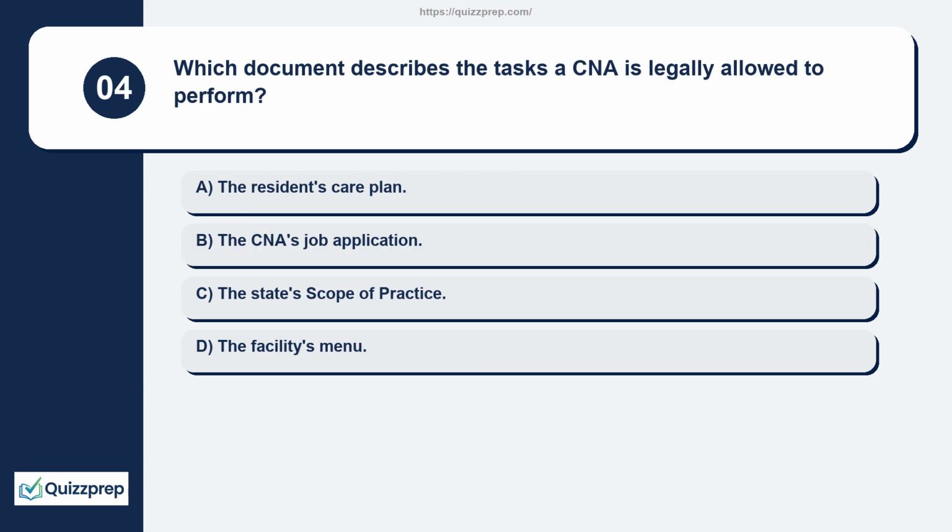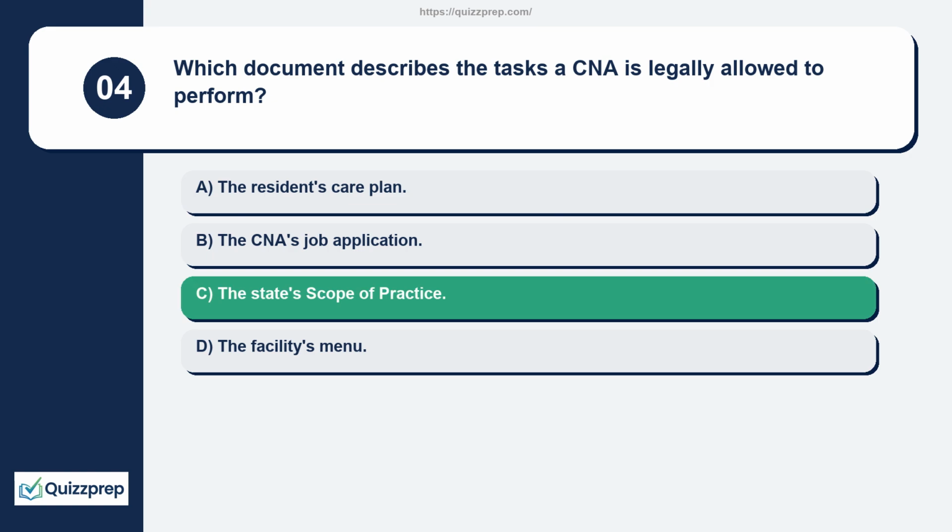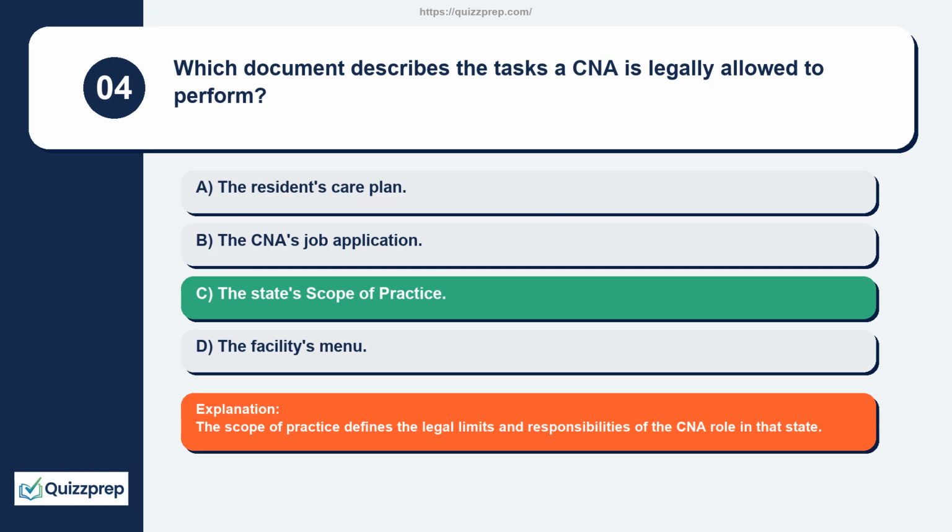Question 4. Which document describes the tasks a CNA is legally allowed to perform? The resident's care plan, the CNA's job application, the state's scope of practice, the facility's menu. The scope of practice defines the legal limits and responsibilities of the CNA role in that state.